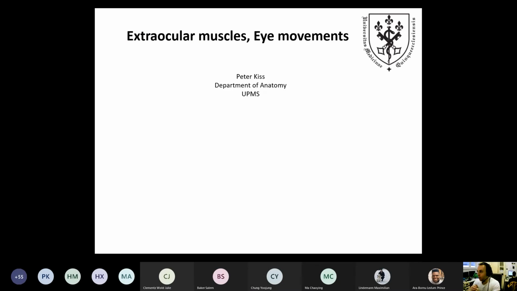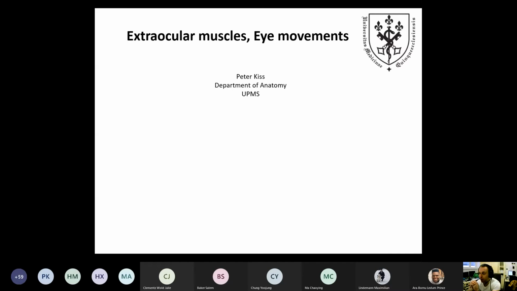Today we will cover the topic of the extraocular muscles and the movements of the eye. This is one of the most complex topics, or let's just say that a lot of people have difficulties with this topic. Basically, here you have two ways how you can approach this topic.